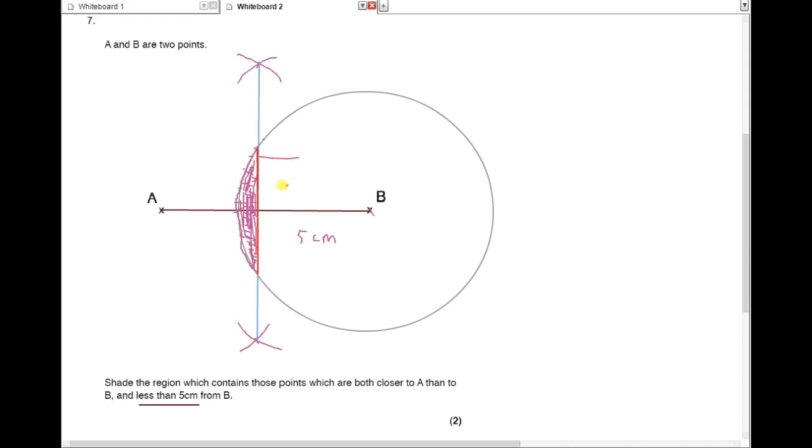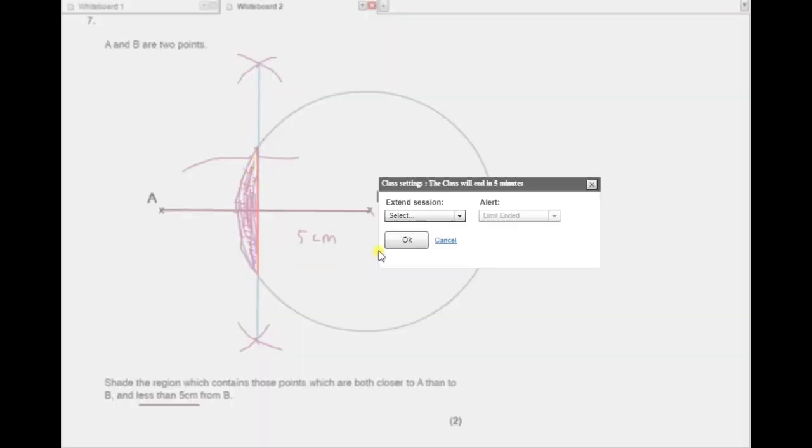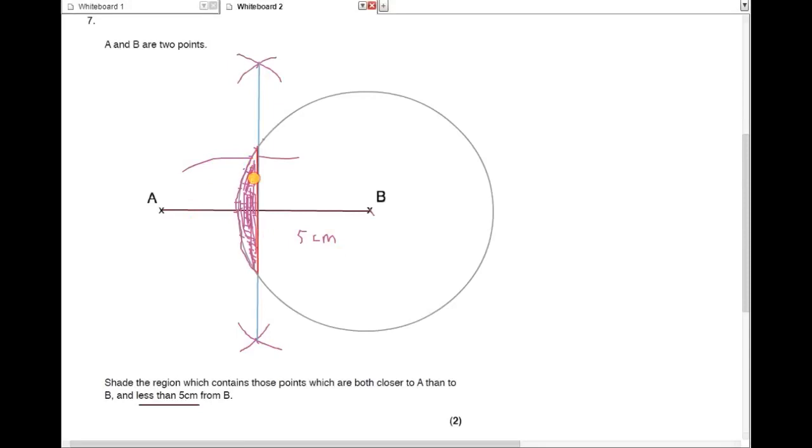Okay. Remember, not the points which are lying on this red line, not the points which are lying on this pink curve. They are not included. Only the points which are lying within this region. That's it. Okay, I hope it's clear now.